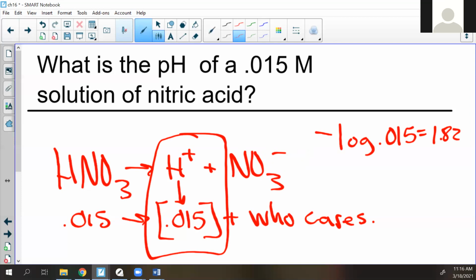So everybody, to find the pH of a strong acid, you just take the negative log of the concentration. To find the pH of a strong base, you take the negative log of the concentration and subtract that answer from 14. You okay with that? Okay.